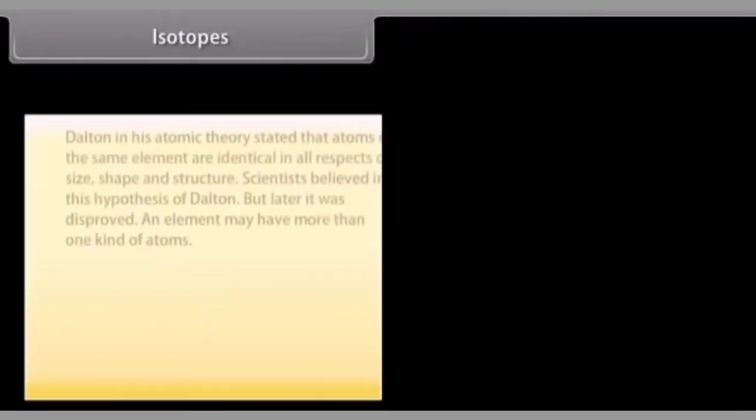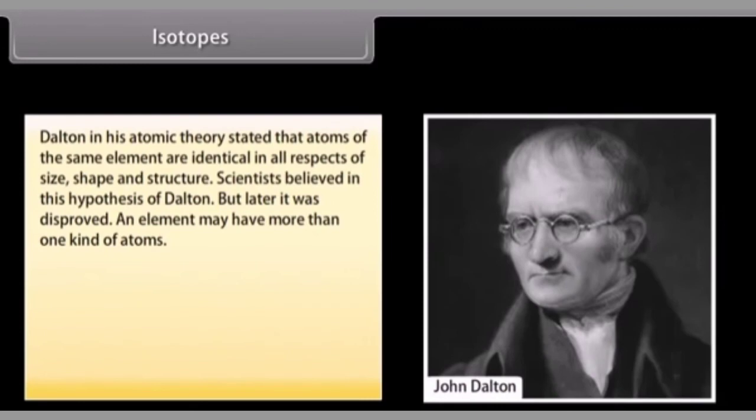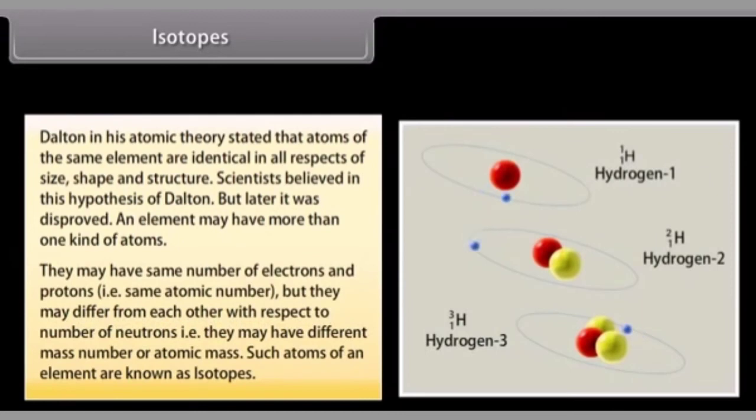Isotopes. John Dalton in his atomic theory stated that atoms of the same element are identical in all respects of size, shape and structure. Scientists believed in this hypothesis of Dalton, but later it was disproved. An element may have more than one kind of atoms.